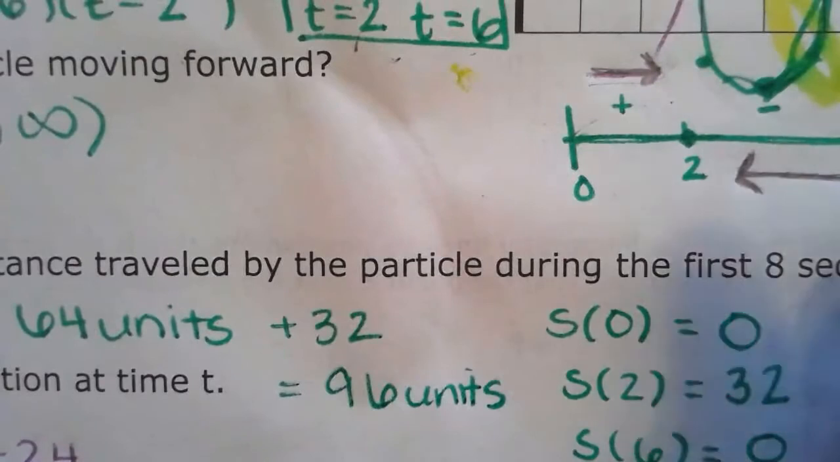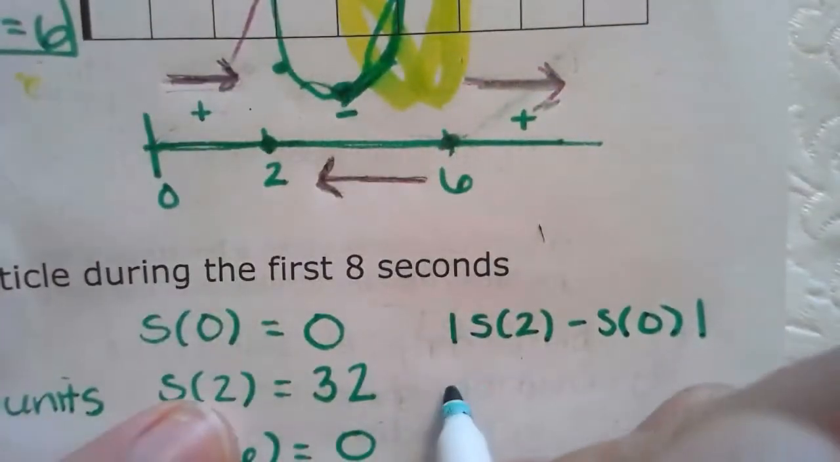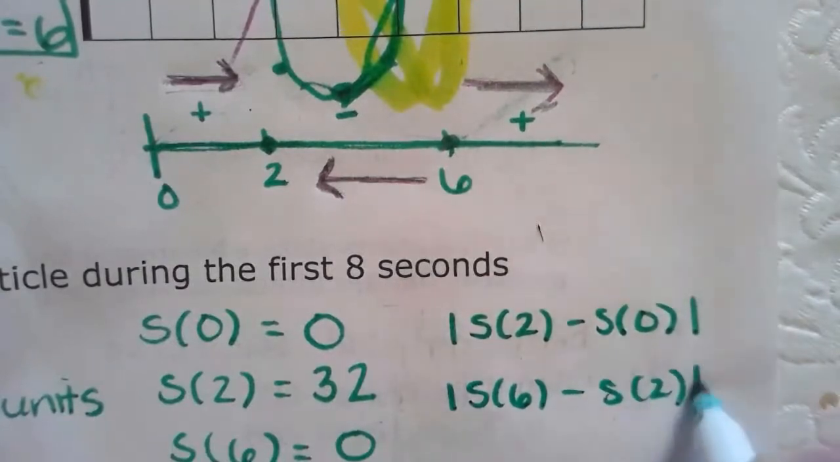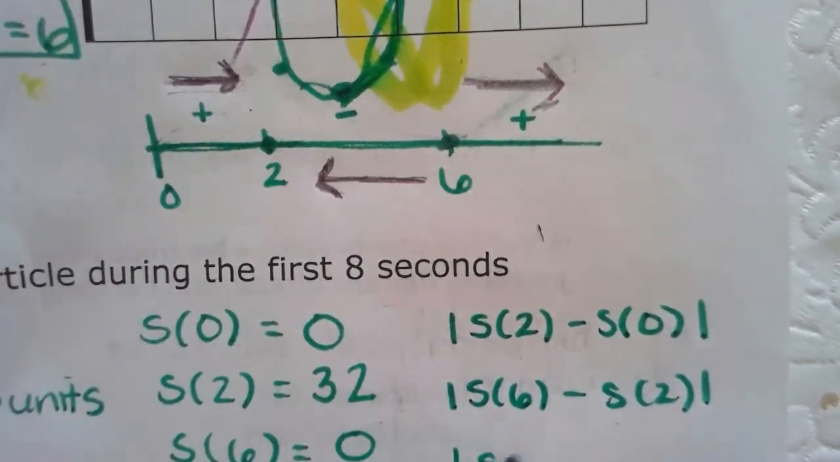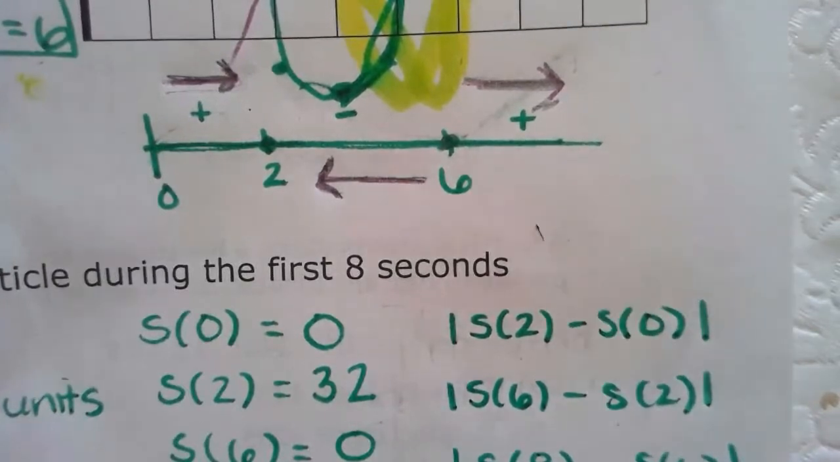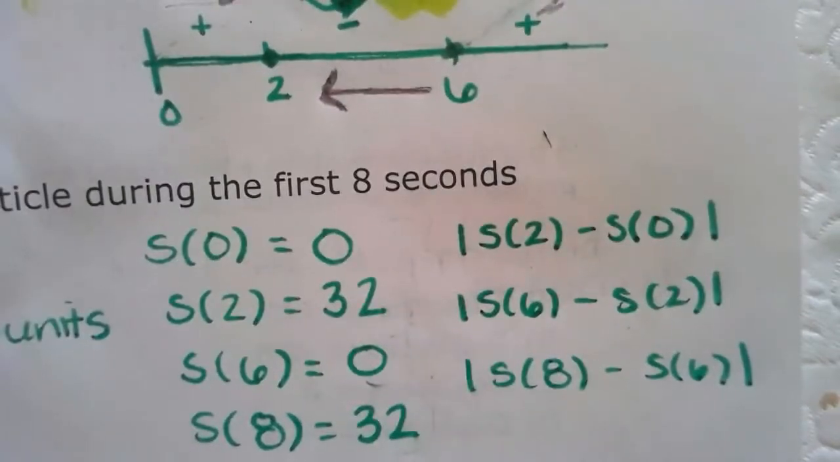So it's kind of like the absolute values of all the positions. So S of 2 minus S of 0. And then S of 6 minus S of 2. And then S of 8 minus S of 6. And then what you do is find the absolute value of all those displacements and sum them together. So that's where the 32, 32, and 32 all came from.